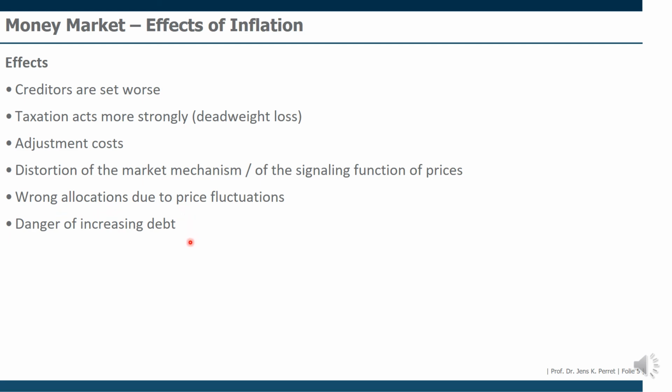And the final problem is that due to inflation, government might be motivated to increase their debt position. Well, the easiest argument in favor of why this could happen is, creditors are set worse off, on the other hand, debtors are set better off, because the money they have to pay back will be worth less. So the incentive for taking up debt will increase for private debtors, but also for the government. Well, that's it regarding the effects of inflation.